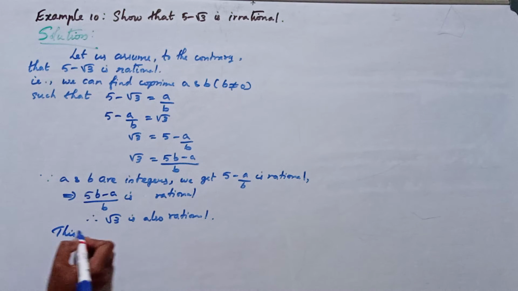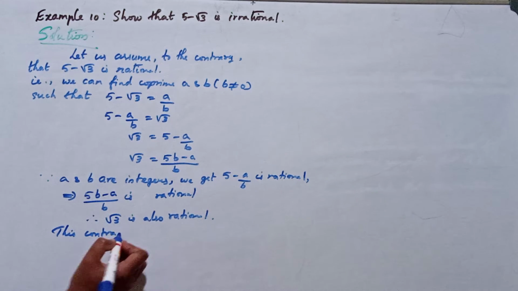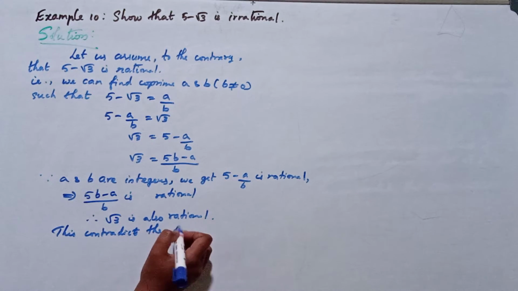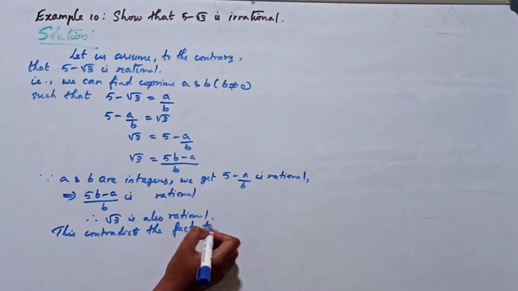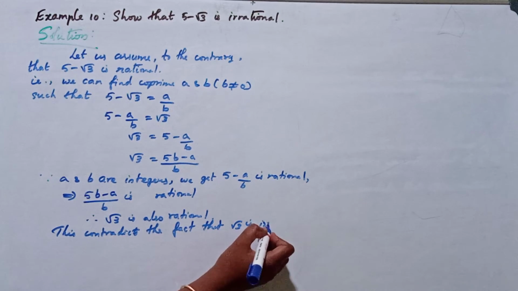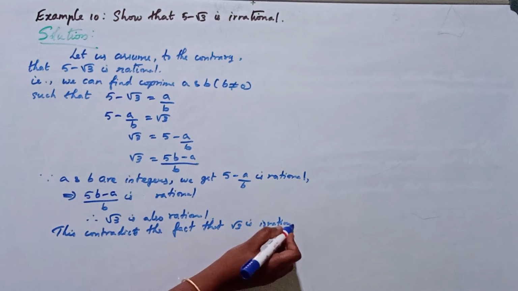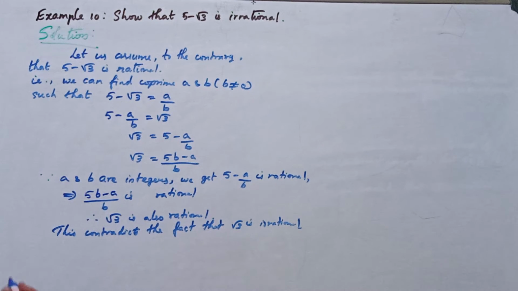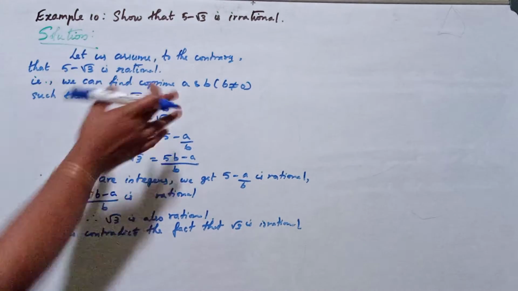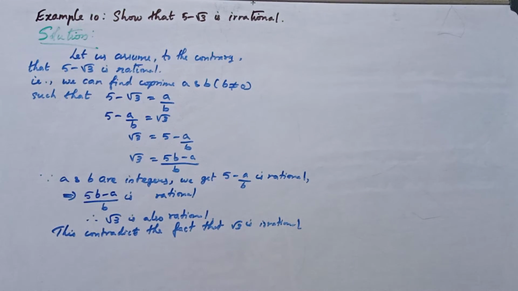This contradicts the fact, that is a fact actually, that square root of 3 is irrational. Okay, so this contradiction has arisen because of an incorrect assumption that 5 minus root 3 is rational. Actually it is an irrational number. Therefore 5 minus root 3 is irrational.